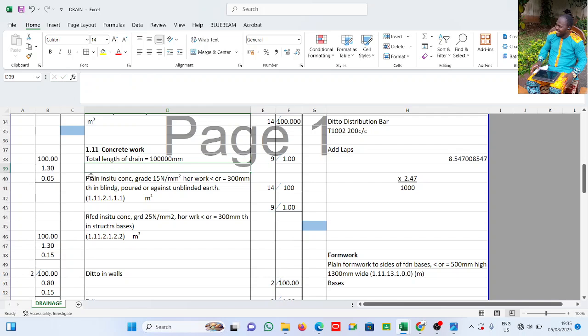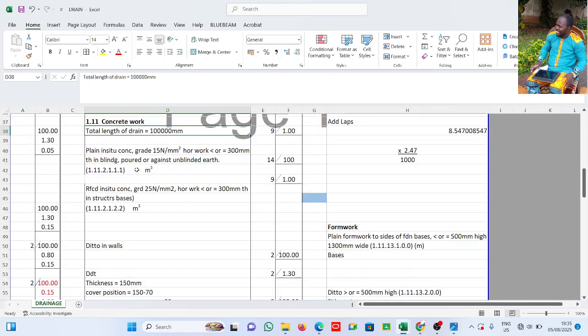The width is 1.3. The blinding is 50 mm, which is 0.05, that's 50 divided by 1000. I try as much as I can to put whatever I have here in millimeter. Your waste calculation must be in millimeter. Please take note, your waste calculation must always be in millimeter. Why? Whatever you're doing on your dimension sheet should be in meter. All right, so this is the blinding.